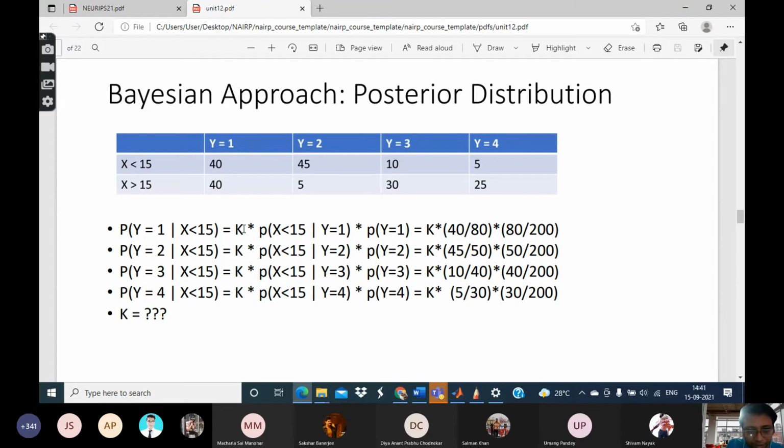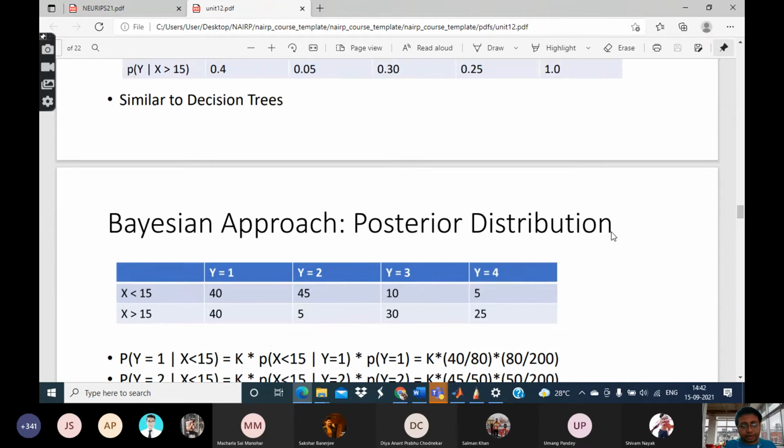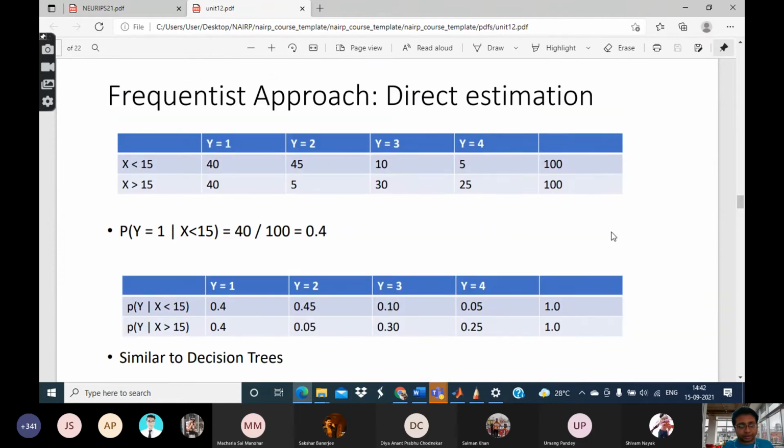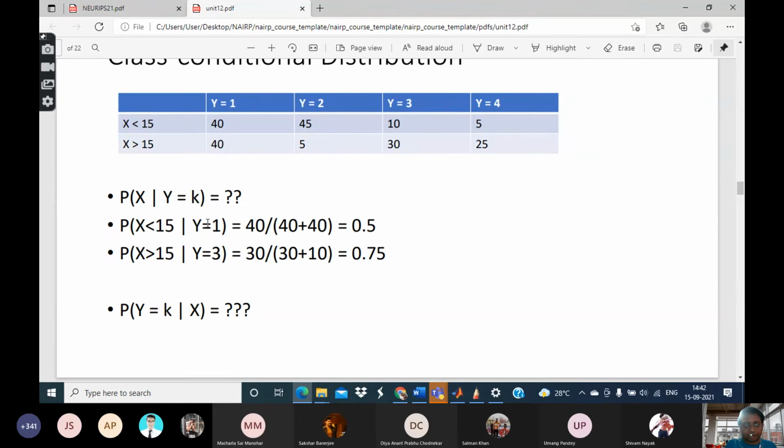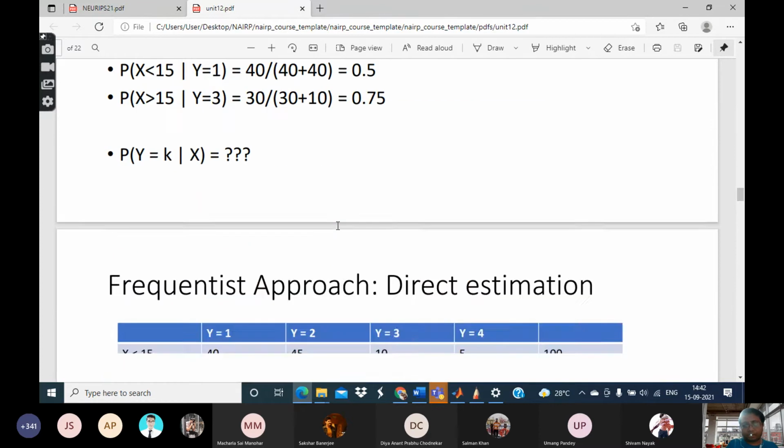So apart from the proportionality constant k, this we have already calculated. How did we calculate it? Where, when did we calculate it? We calculated it here, right? Like when we are doing these kinds of things, we are calculating it. Like the probability of x less than 15 given y equal to 1, we calculated it.